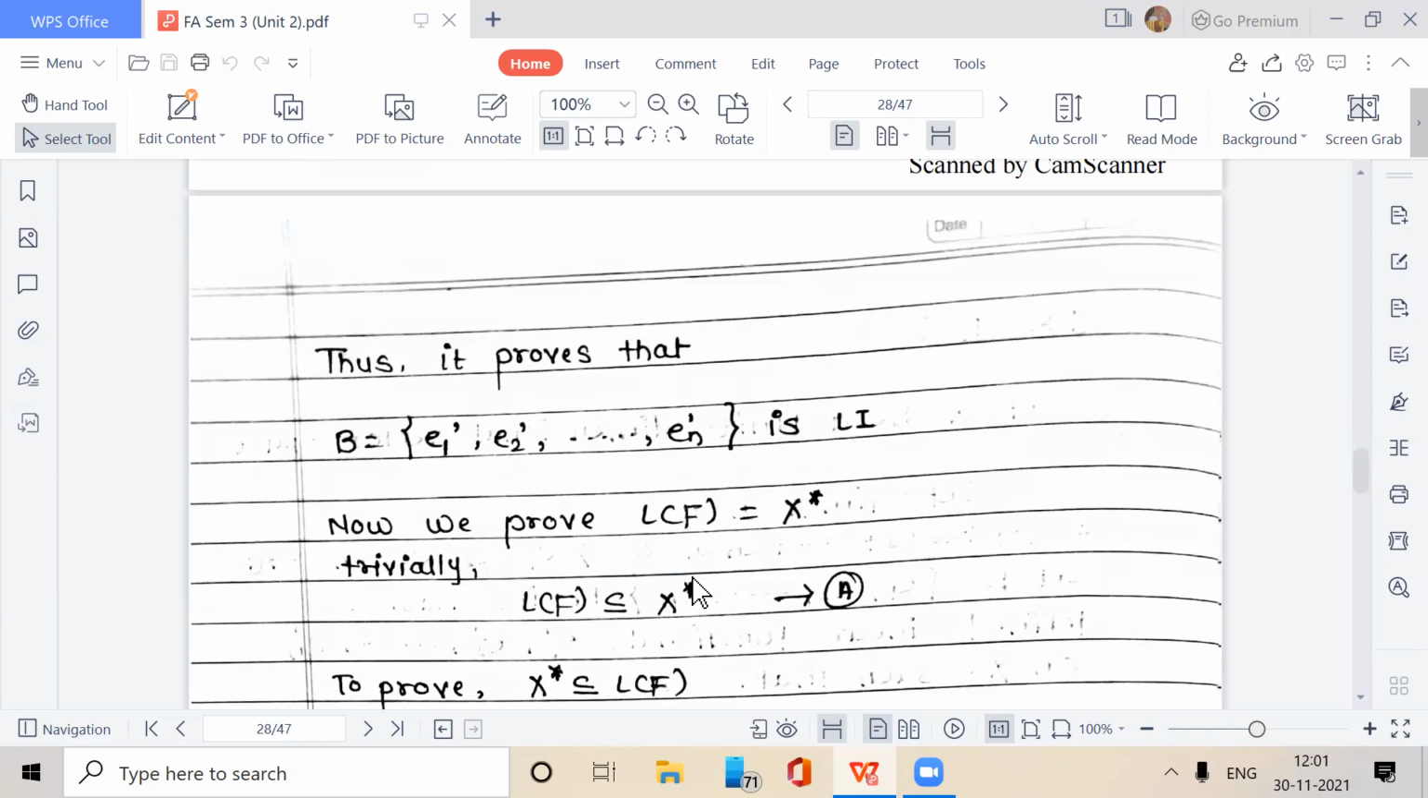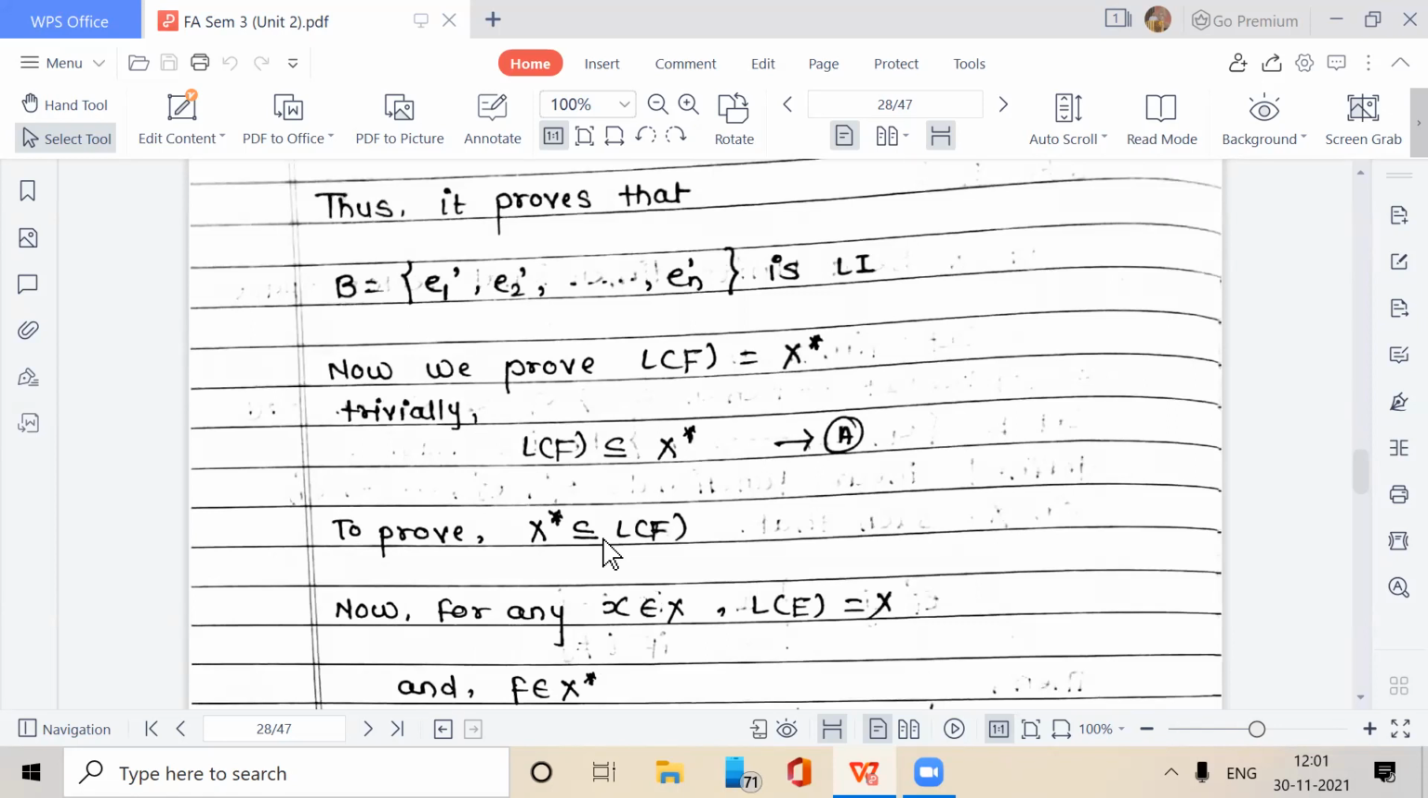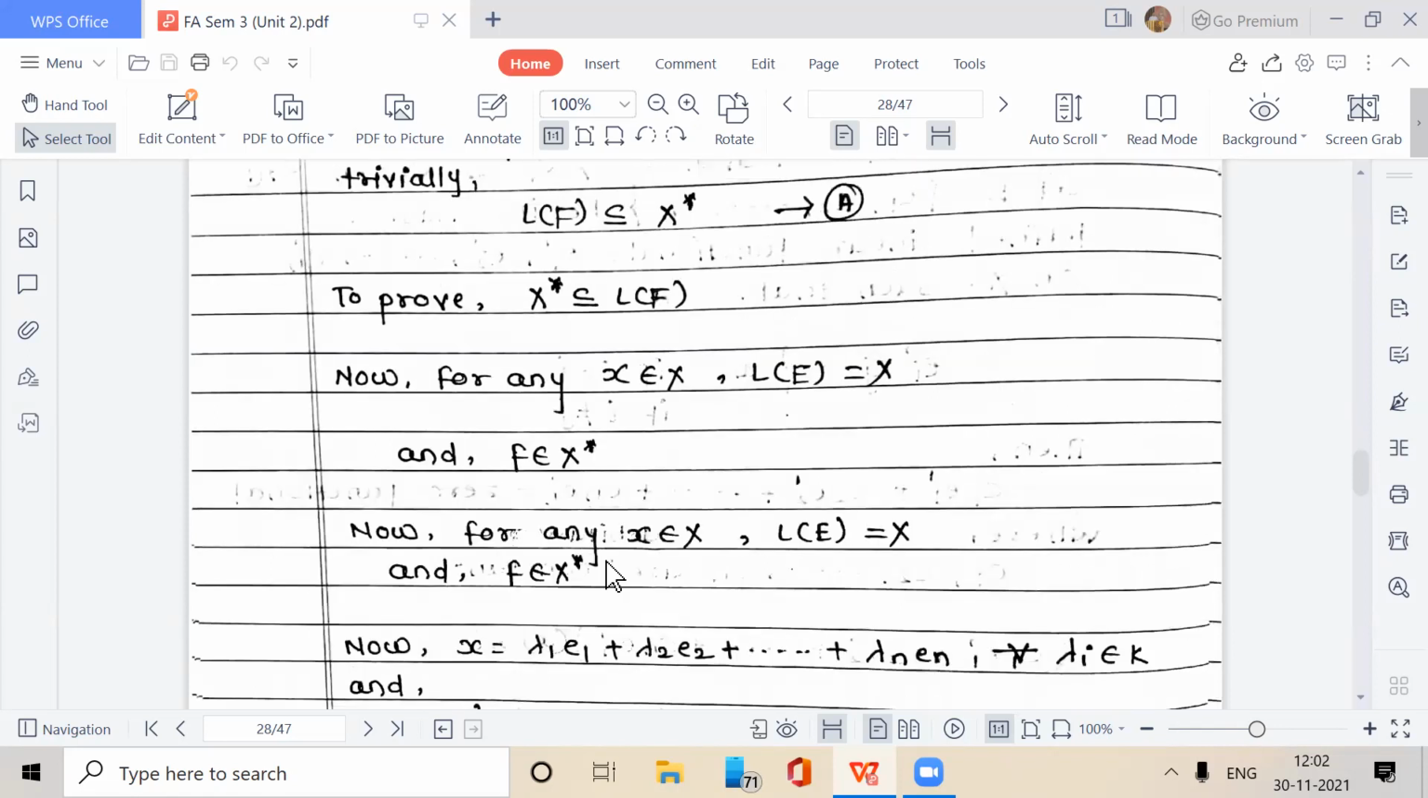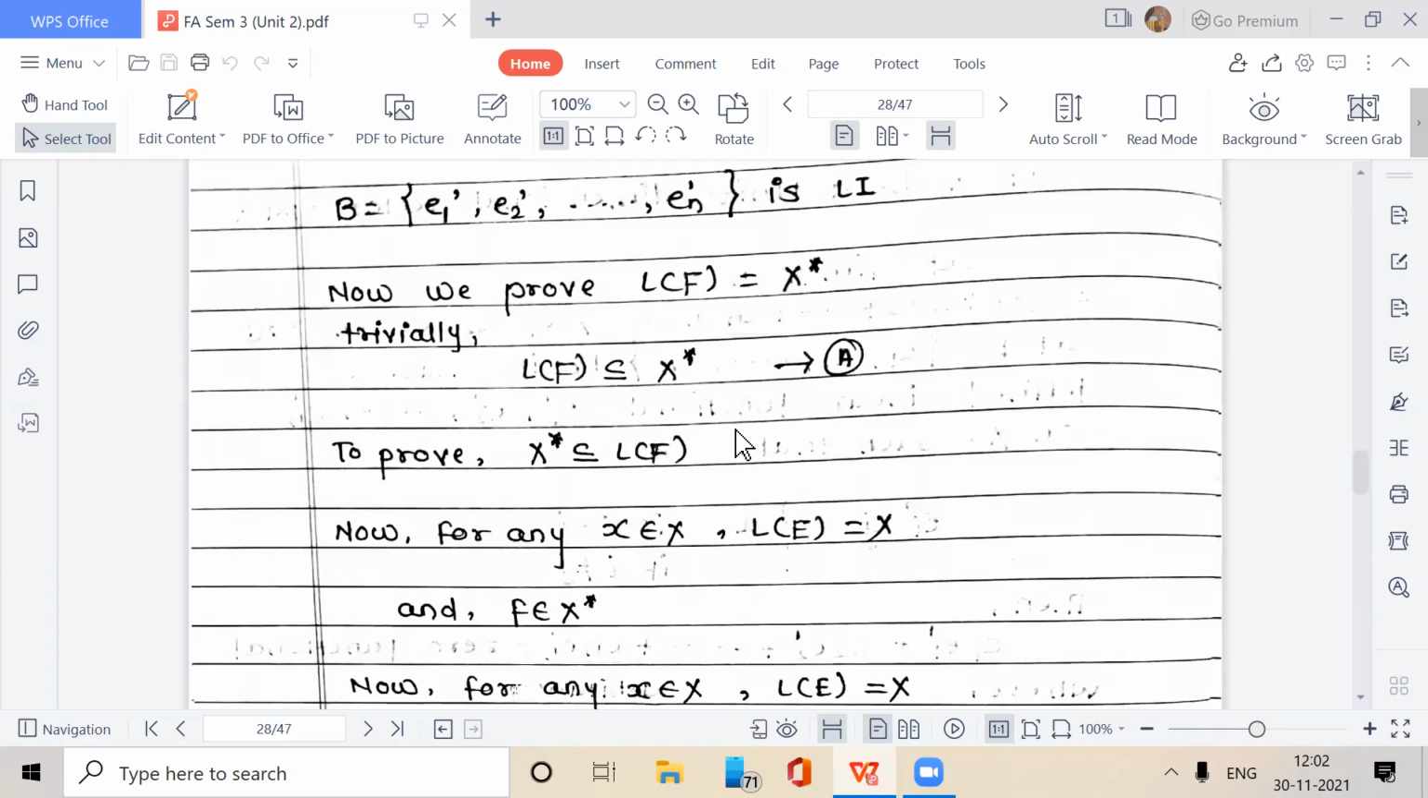Now we prove L of F, that is linear span of F, is equal to X star. Trivially, L of F is subset of X star, because we have proved here. In place of F, you can write here B also. Now we have to prove X star is subset of L of F.